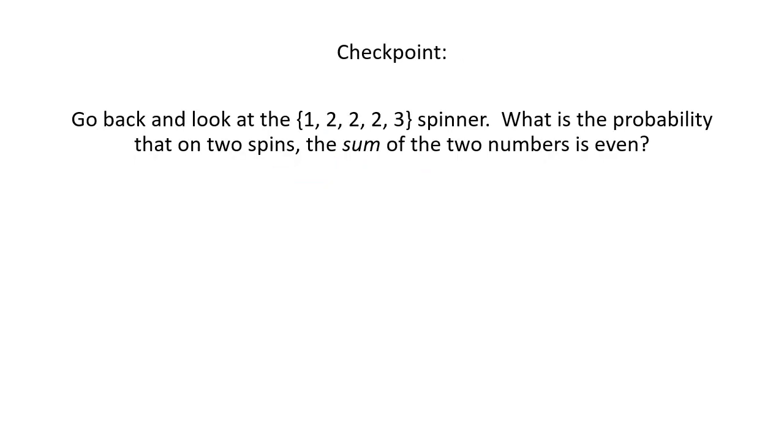So our checkpoint problem, I want you to go back and look at that spinner with the 1, 2, 2, 2, 3. Can you find the probability that on 2 spins, the sum of the 2 numbers that come up is even? We drew the wrong tree diagram. Don't use that one. But we drew the right tree diagram. So look at that tree diagram or think about what you understand about probabilities and see if you can find the probability that the sum of the 2 spins is even.